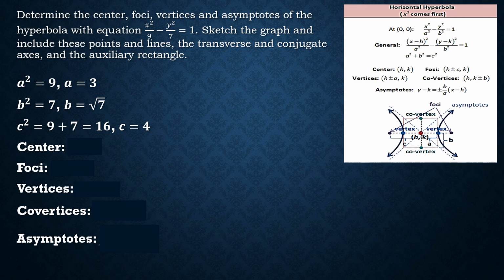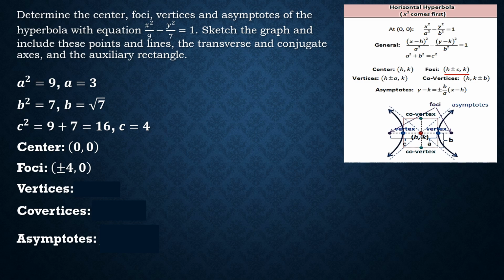Now, what is the coordinate for the center? It is at the origin or 0, 0. Now, the foci is positive, negative 4, 0. So, to identify the foci, this is the formula: h plus minus c and then k. So, our h is 0 and our c is 4. So, 0 plus 4, we have 4 and 0 minus 4, we have negative 4. Then, our k is 0.